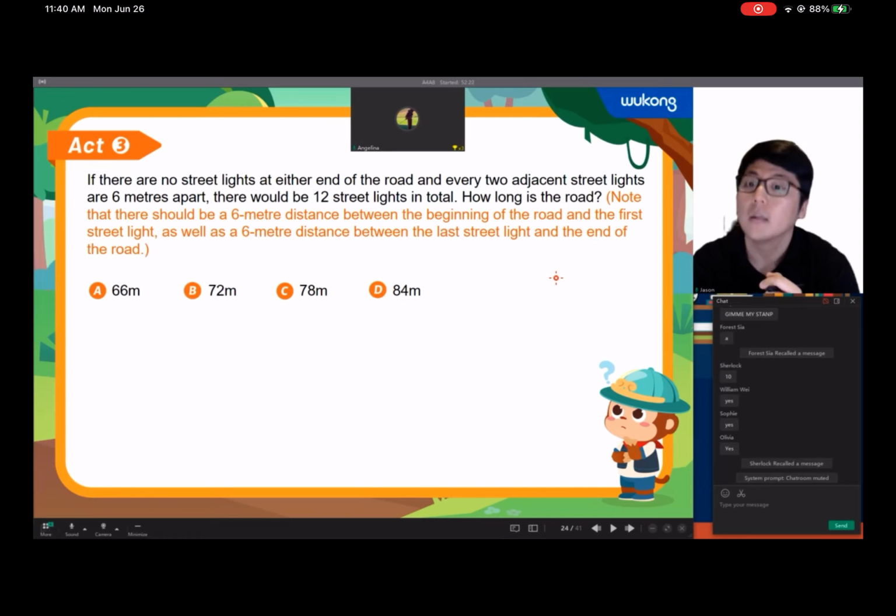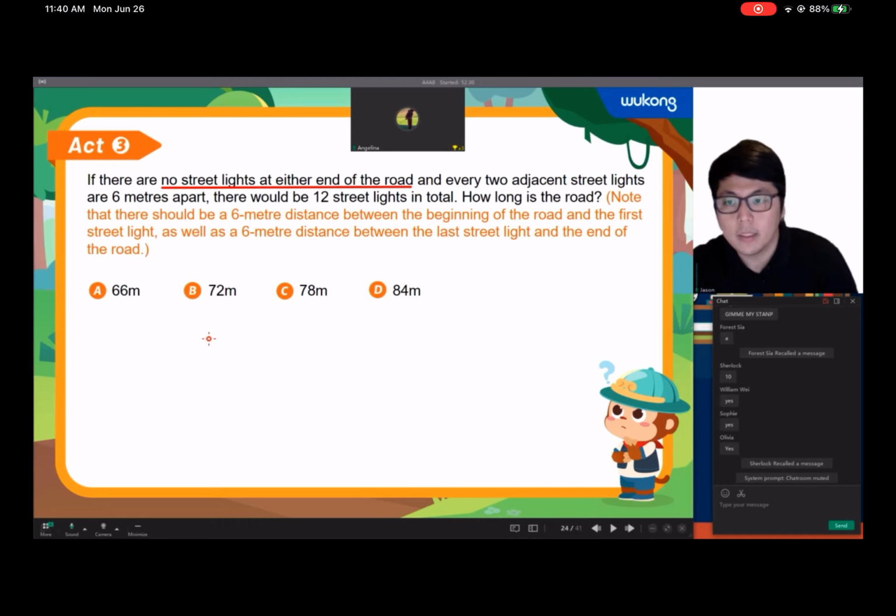Yes. Okay, so it says no street lights at either end of the road, right? What does that mean? It means lights equals intervals minus 1. Do you remember this? When there's no end.